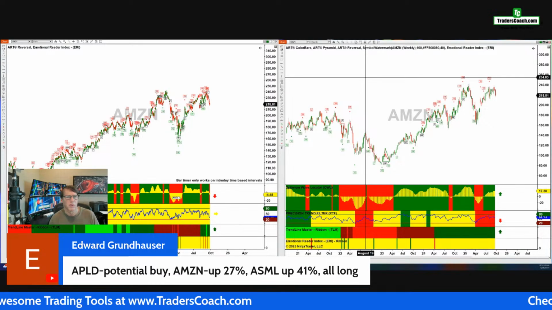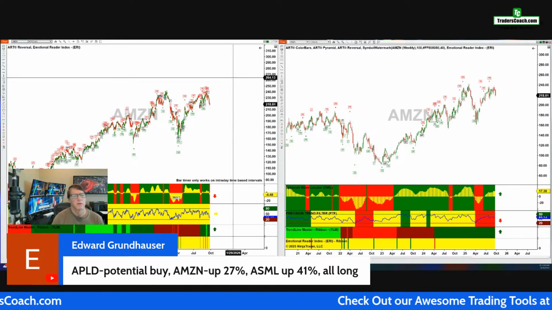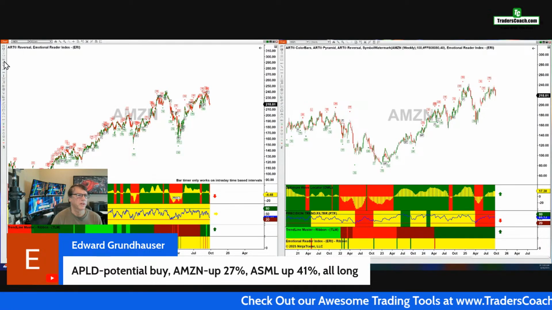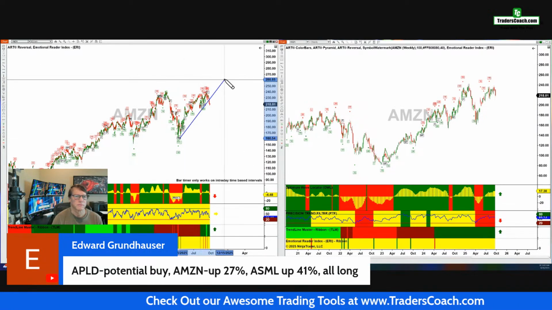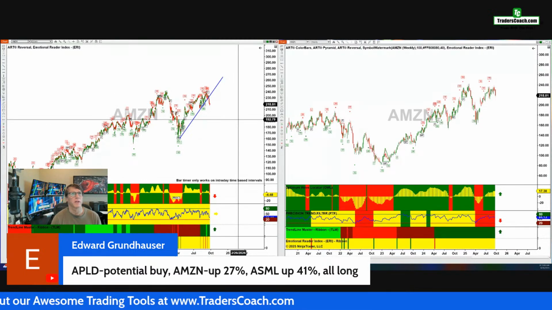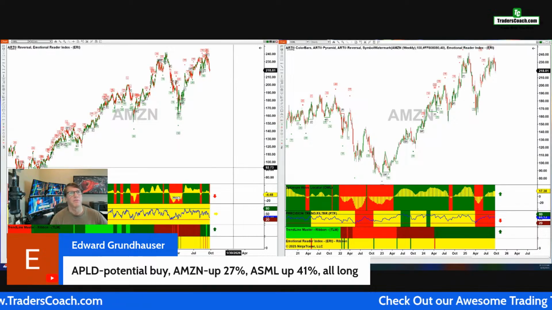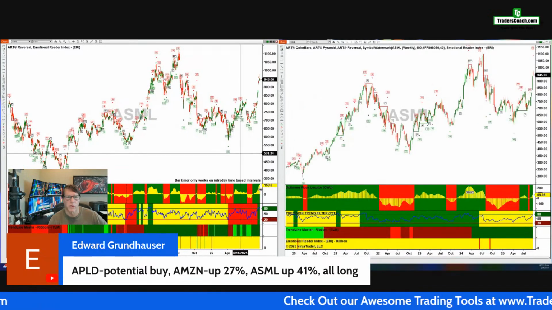It may not be major, but if you're a short-term trader, you take profits. Also, if you drew a trend line like this, you'd be out. Let's take a look at ASML. And you're up 41%, all long.